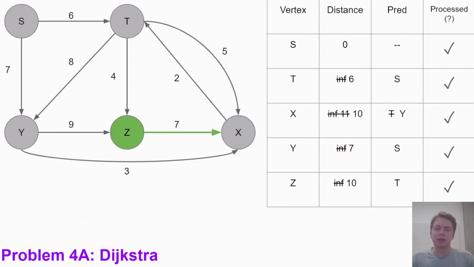Finally, there's one node left to process. We mark it as processed, and there's one edge going from Z to another node, in this case, X. Z's distance is 10, and this edge has weight 7. So we found a new path with total cost 17 going from S to X. Is 17 less than X's current distance? No, because X has a current distance of 10. So nothing will happen. We won't update a distance nor the predecessor.